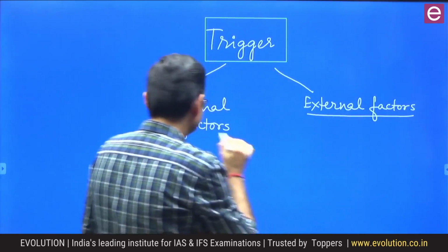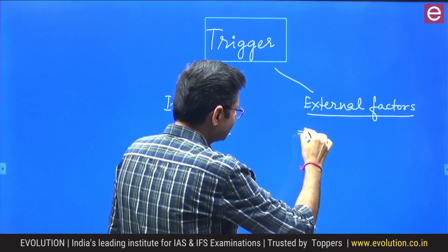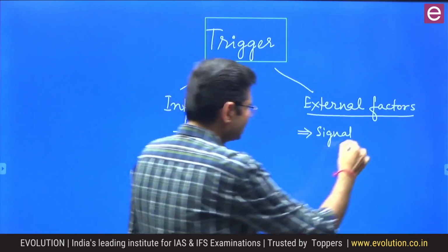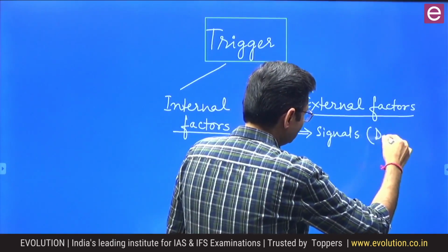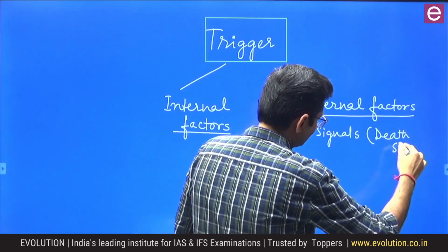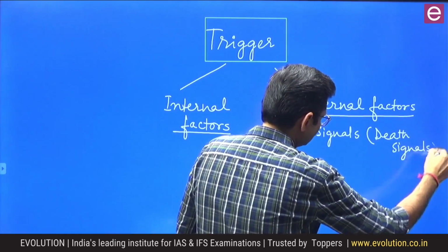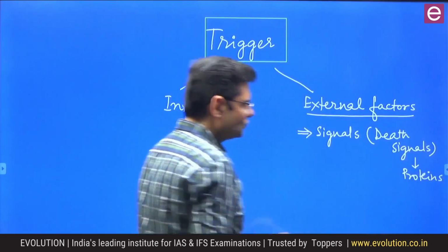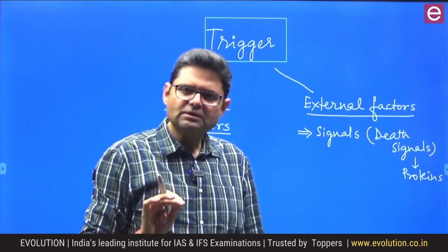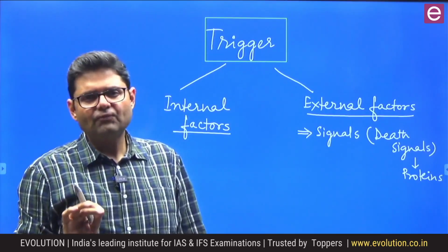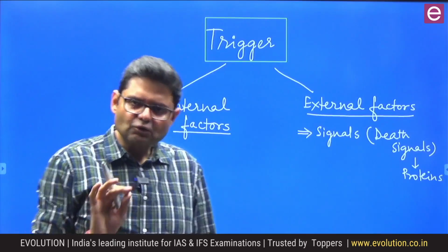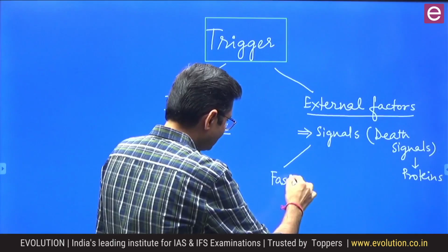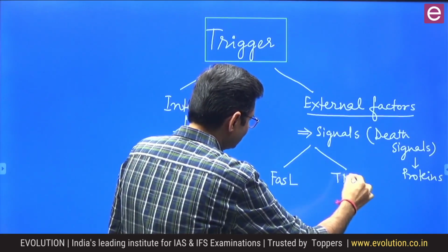When apoptosis is triggered by external factors, mostly it is triggered by certain signaling substances. There are certain signals which we also know as death signals. These death signals are special types of proteins, and they are signaling agents. These proteins act upon certain receptors. Two very well-known signaling agents associated with apoptosis are FAS-L, and second, tumor necrosis factor.